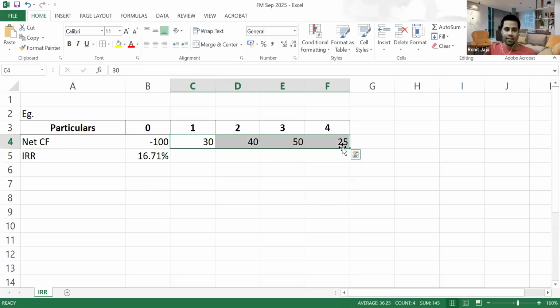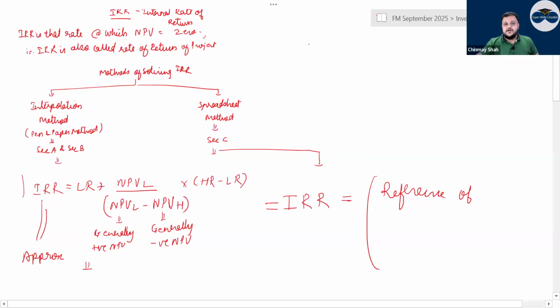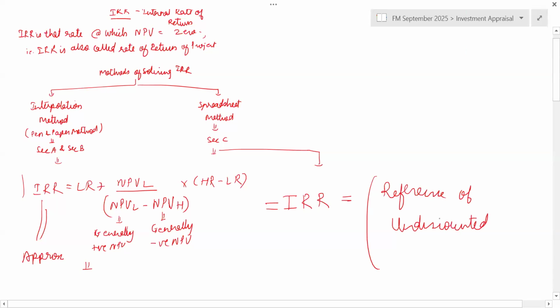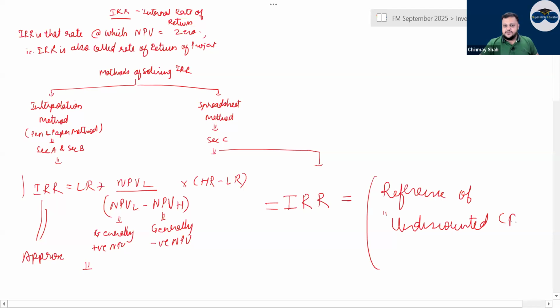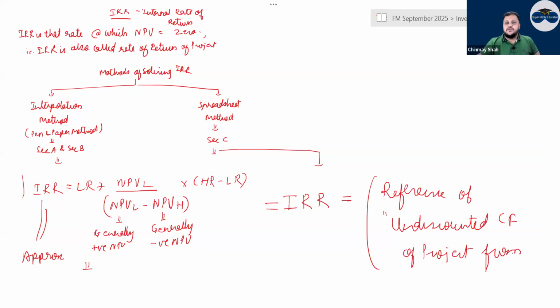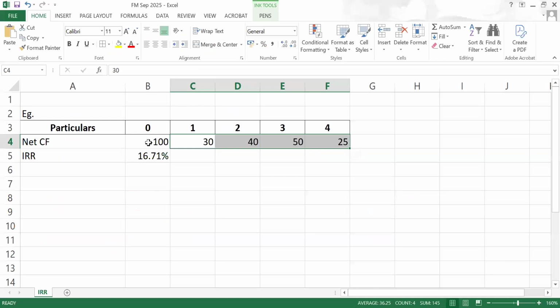Undiscounted cash flows. So I should write reference of discounted or undiscounted? Undiscounted cash flows of the project. One minute, from year 1 to the end of the project, or now to the end of the project? Look at the formula.